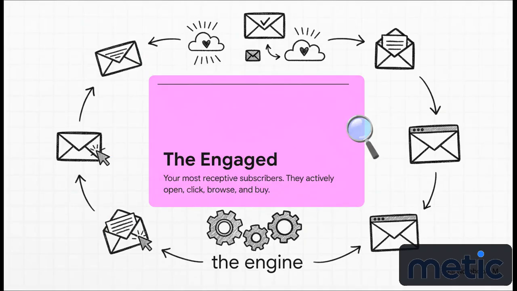Okay, next up is the engine room of your whole email program, the Engaged. This is probably going to be your biggest and most active group. These are the people who are constantly telling the world and the algorithms that your emails are valuable and wanted. They are the single biggest driver of whether you land in the inbox or the spam folder.